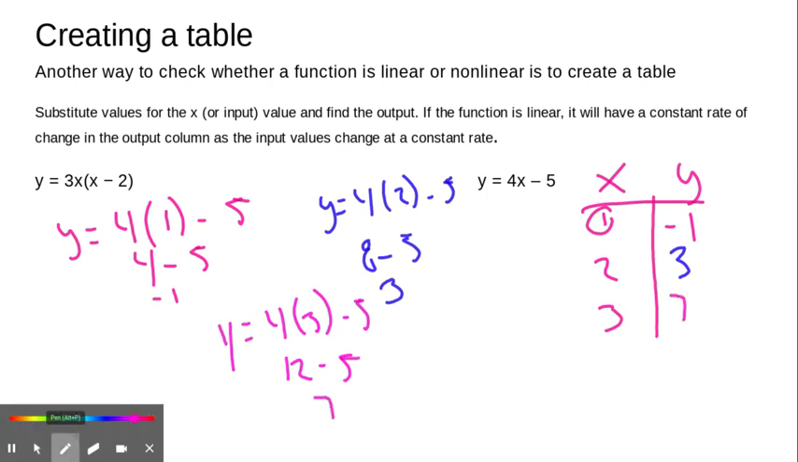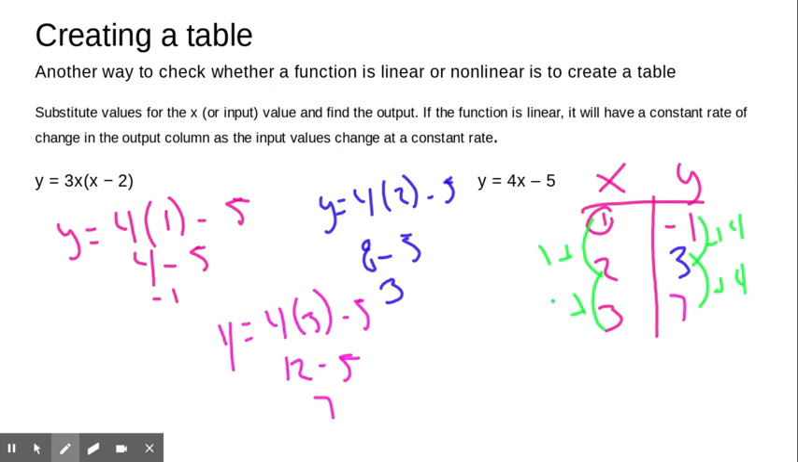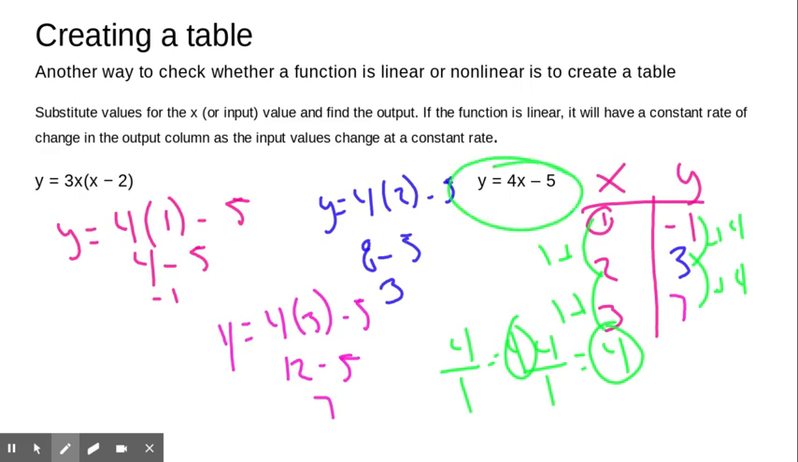All right, now let's see, does it have a constant rate of change? To get from negative 1 to 3, I would have to add 4. To get from 3 to 7, I'd have to add 4. To go from 1 to 2, I add 1. 2 to 3, add 1. So this is 4 over 1, and then 4 over 1. These both reduce to 4. So the rate of change is constant, which means this is a linear function.